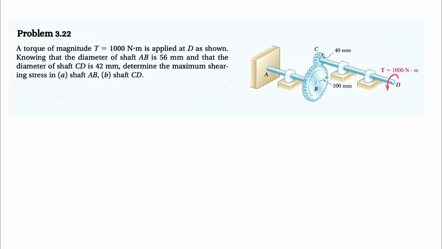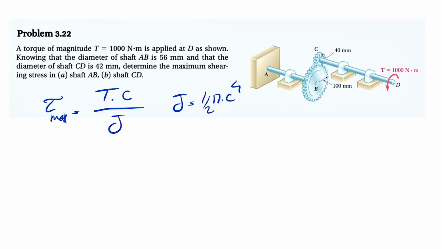So as we talked about in the previous video, we have the elastic torsion formula where the maximum shearing stress is equal to torque times the radius of the shaft. We can show it with Tc over J, and our J is 1/2 of pi c to the 4. It's going to be the moment of inertia, and if we just plug that into our formula, the maximum shearing stress is going to be 2T over pi c cubed.